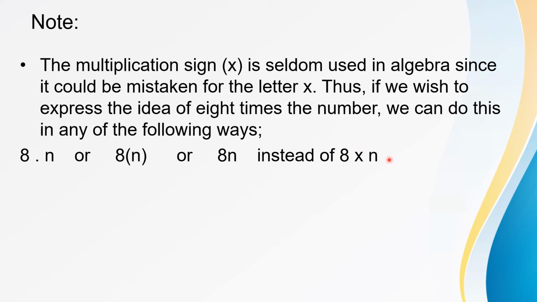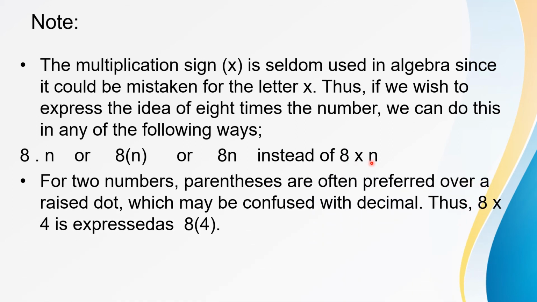So, if we are going to simplify this, it would be 8n. For two numbers, parentheses are often preferred over a raised dot, which may be confused with a decimal. So that 8 times 4 is expressed as 8 with close and open parentheses by 4.